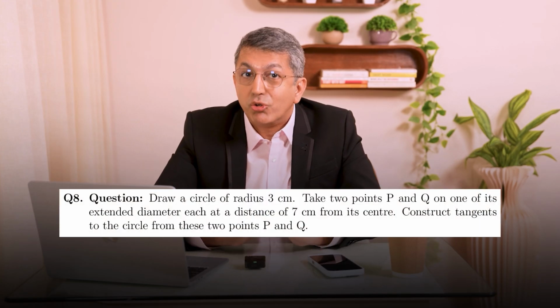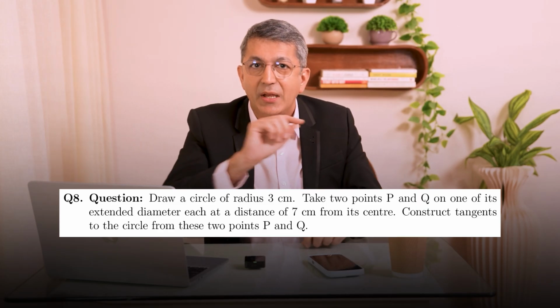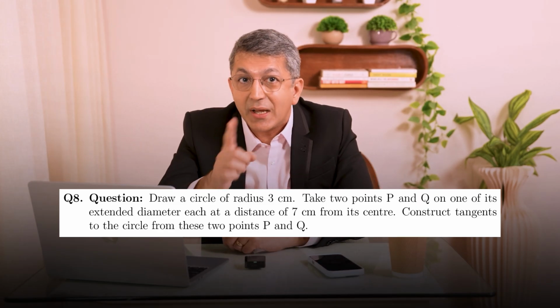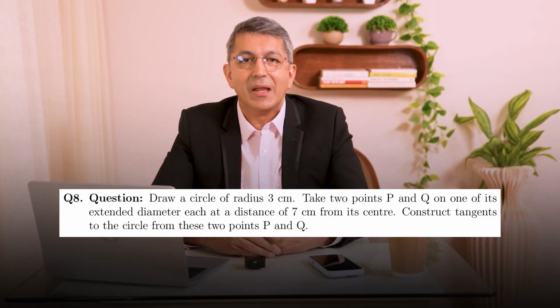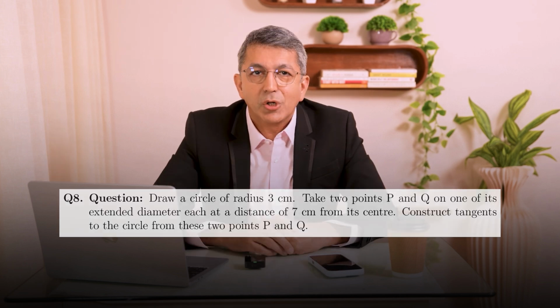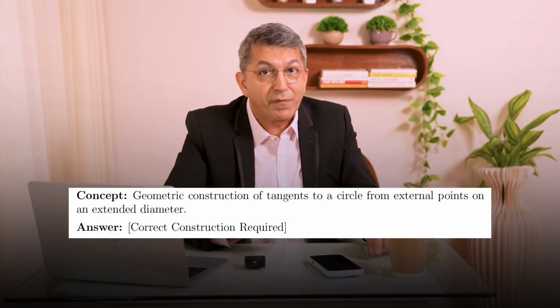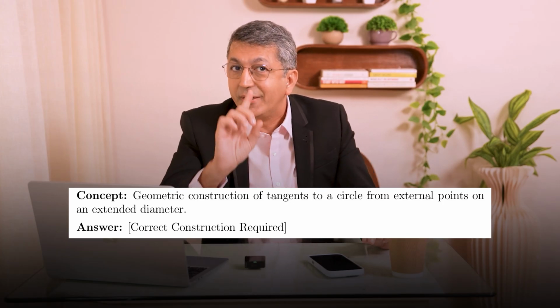Question number 8. Draw a circle of radius 3 centimeters. Take 2 points P and Q on one of its extended diameter, each at a distance of 7 centimeters from its center. Construct tangents to the circle from these 2 points P and Q. Concept: geometric construction of tangents to a circle from external points on an extended diameter.